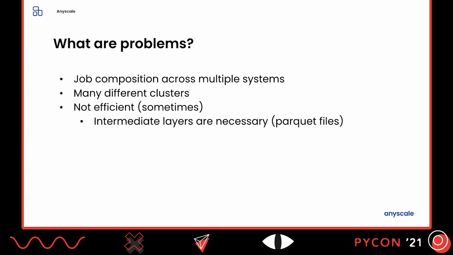And usually, when you want multiple systems to communicate, it's not efficient because you always need to pass through intermediate layers like files, these Parquet files, distributed file systems and things like that. This can be very inefficient if you can actually solve all the problems like pre-processing, training, and things like that in the same cluster, all within memory, when you have enough memory capacity in your training cluster or data processing cluster.